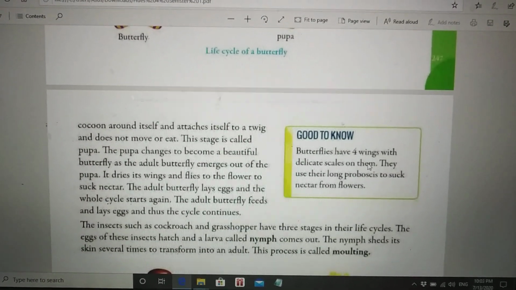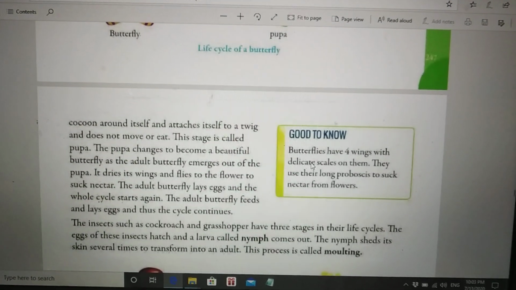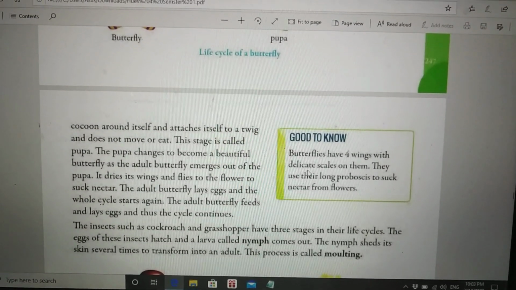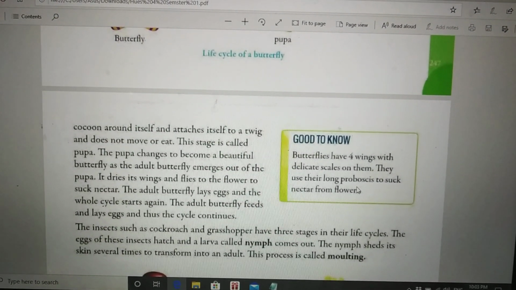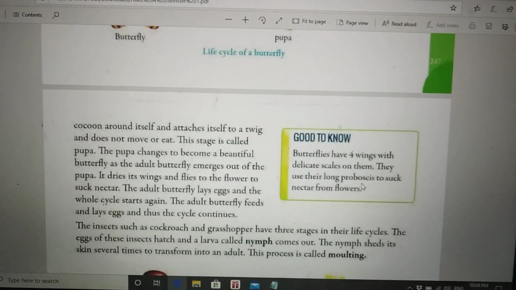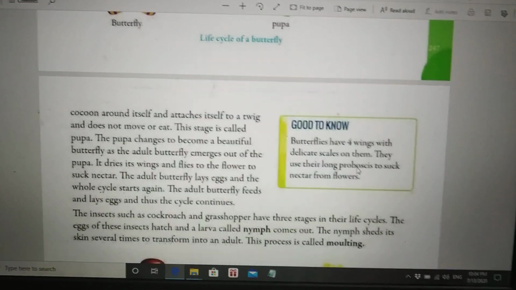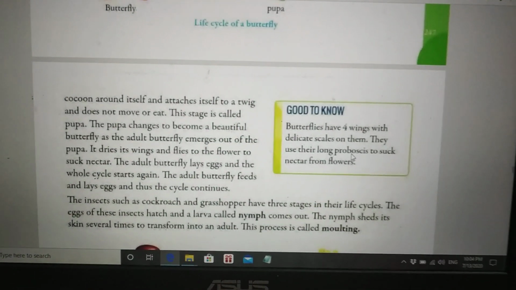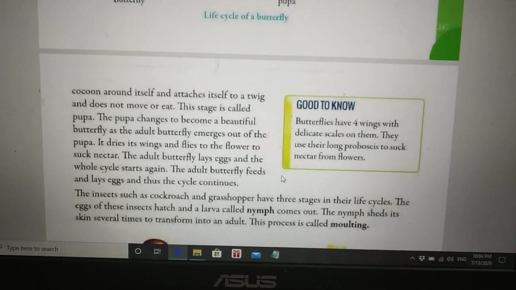Butterflies have 4 wings, which you have studied in the previous chapter, which are delicate, that means they have very soft scales on them. They use their long proboscis to suck the nectar from flowers. The proboscis is a pipe-like or straw-like structure on their mouth, just like a needle. They suck up the nectar, the juices from the flowers.